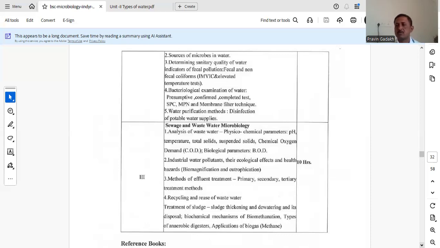Again, we have to discuss the quality of drinking water or potable water, and wastewater and their treatment processes. This is the most important aspect of microbiology, which is used daily by every human being. So we'll discuss all these aspects in that paper.